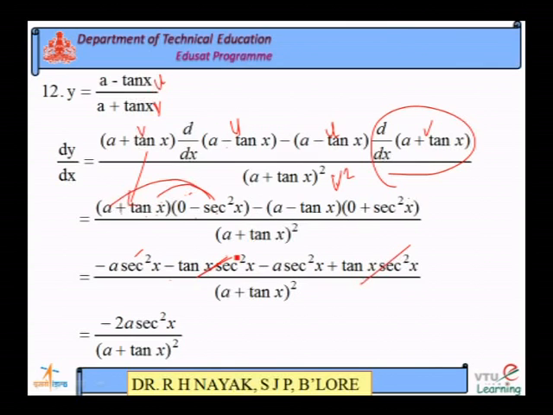This is minus a secant square x minus a secant square x, that is minus 2a secant square x, divided by (a plus tan x) whole square. This is the end answer.